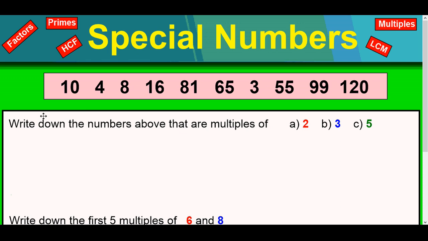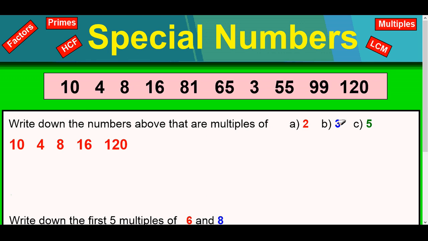Okay, so if we look at this box here, it's got several numbers in it, and we've got to write down the numbers above that are multiples of 2. So the easiest way to think about this is what numbers up here divide by 2. And if you look at all the even numbers, they're the numbers that divide by 2. So 10, 4, 8, 16, these are odd numbers here, and 120. So 10, 4, 8, 16, and 120.